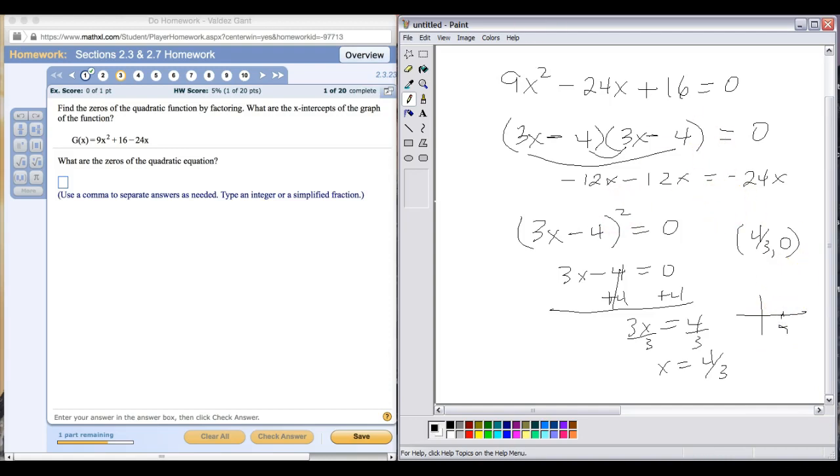If you were graphing that, it would look something like this. Go ahead and erase that. So here we would have our point at 4/3, and our parabola would look something like that.